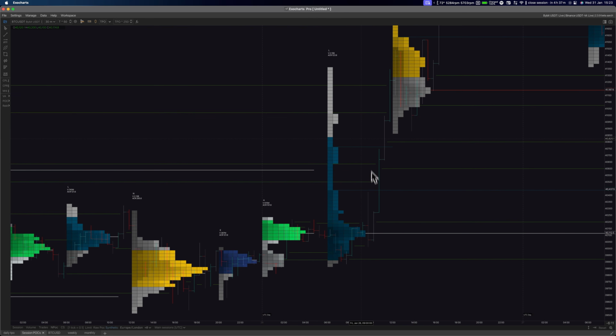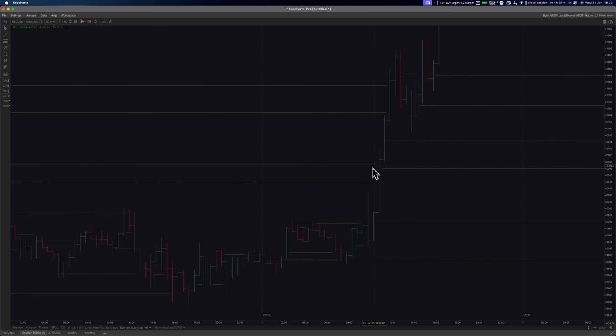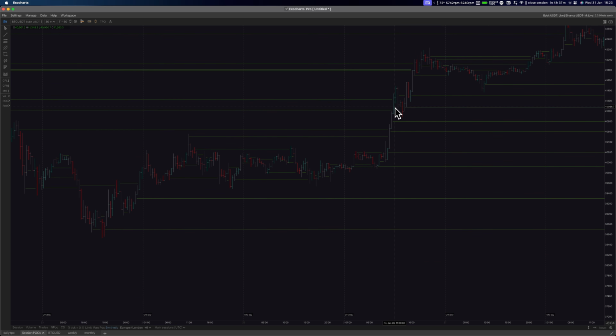You've got two here, these two green lines here. If we just turn this off, two green lines here, these are the POCs. They actually just rip through. You don't want to be setting limit orders at these. You have to be monitoring the reaction.